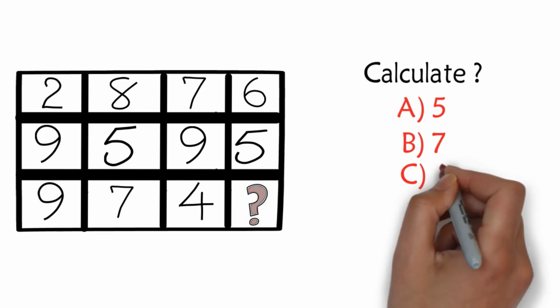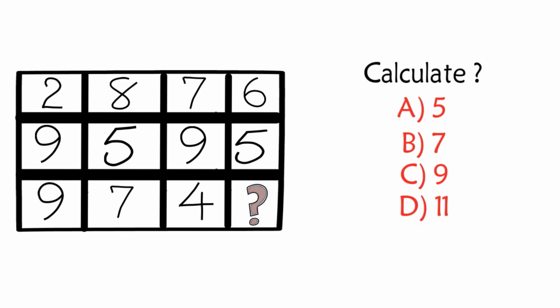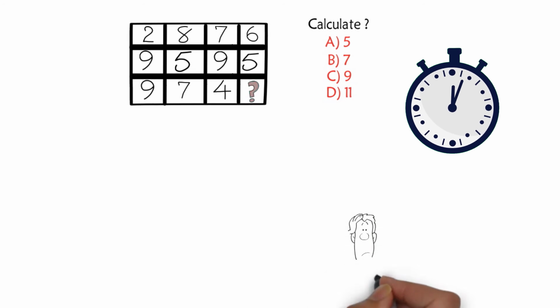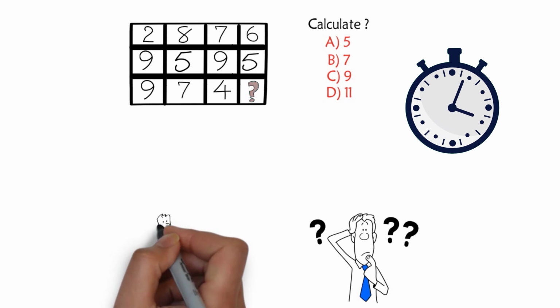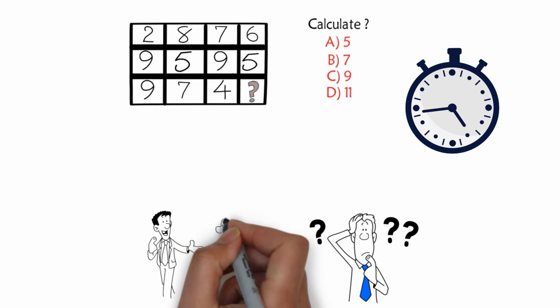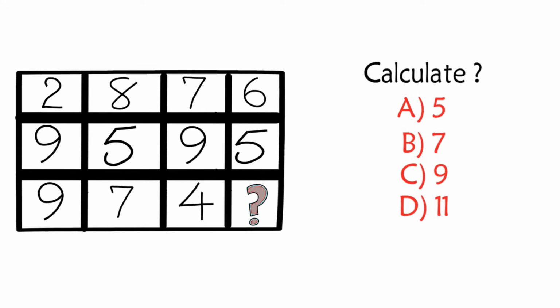Choice C, 9. And then choice D, 11. Do you think you can come up with the answer? Give yourself 5 to 10 seconds. This is about as much time as you will get on the test. Let's continue to see how we can get to the correct answer together.